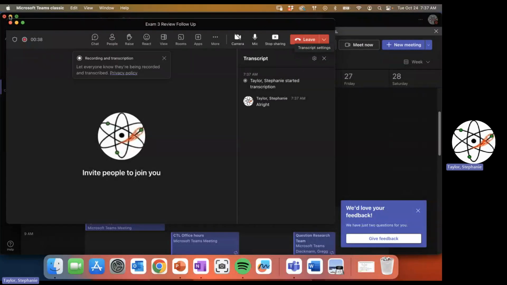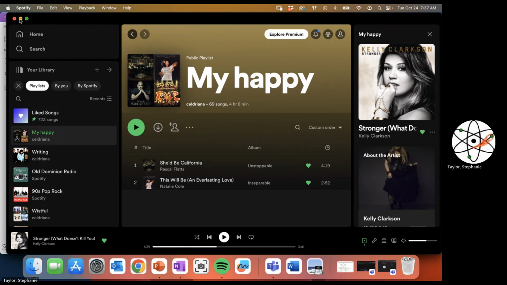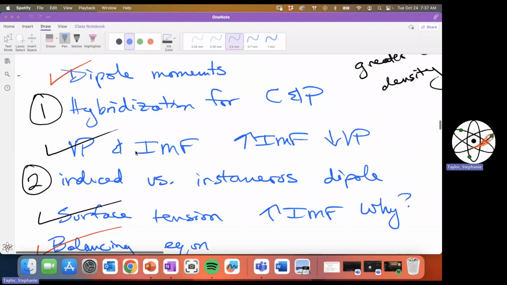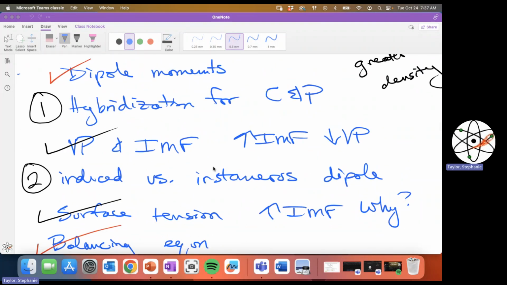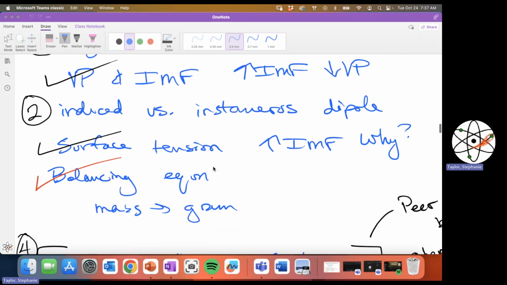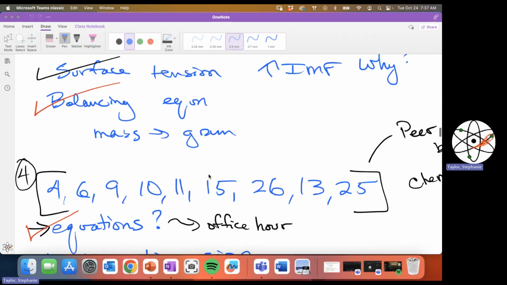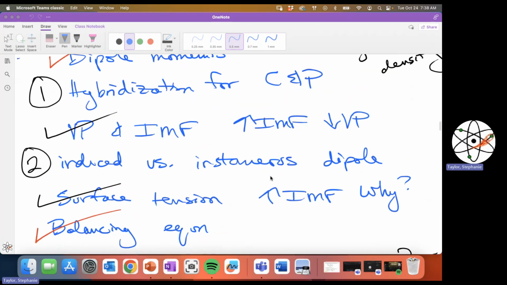All right, so it is the next day. So it's time to go ahead and do those follow-up questions. I basically have four: hybridization about carbon and phosphorus, induced versus instantaneous dipoles, London dispersion forces, and some exam questions. So the first one of these is to talk about the hybridization for carbon and phosphorus.